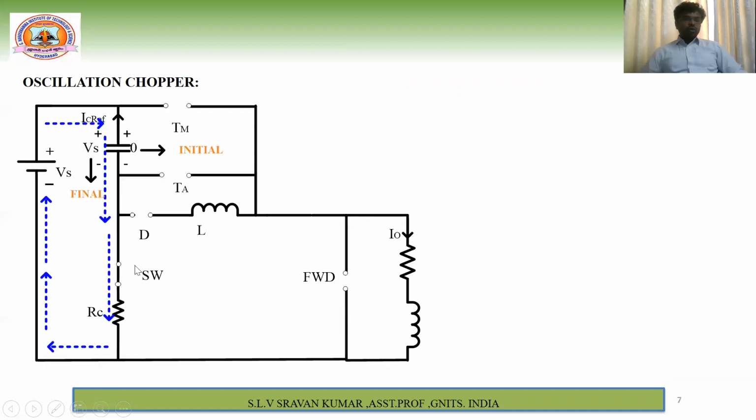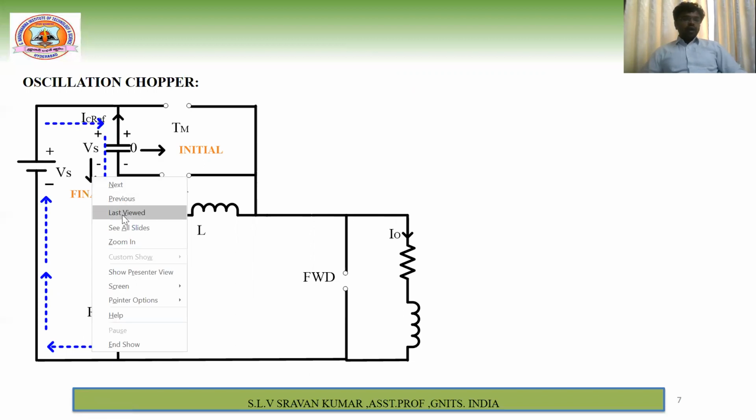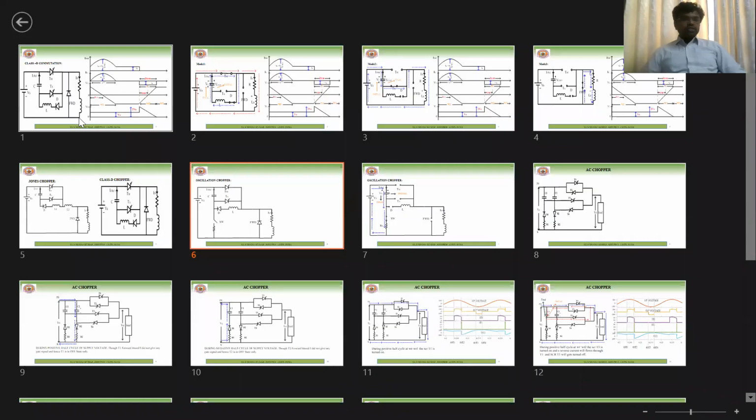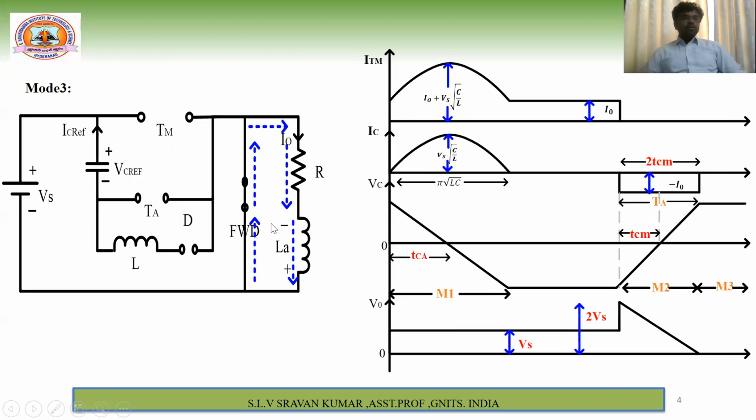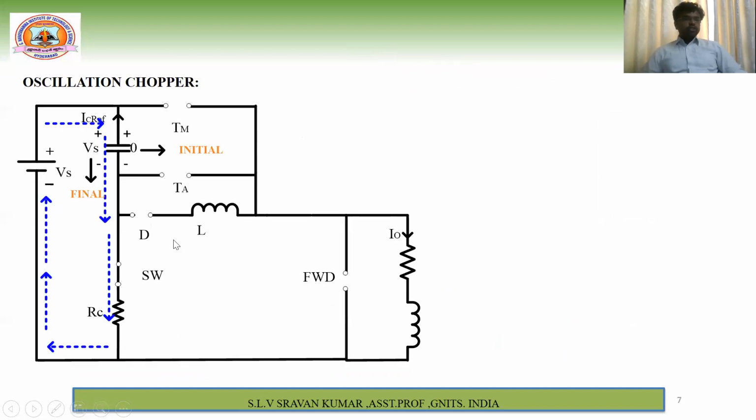So now when the switch is closed, what happens? The current is flowing like this, and initially voltage is 0, and at the end of this mode, the capacitor is charged with a voltage of Vs, right? Then you just start the operation from here, the same operation, mode 1, mode 2, mode 3, everything, right? So this is your oscillation chopper. Just this mode only you can write. Remaining everything remains. Okay. So once it is charged to the Vs, you just go to the class D first mode of operation and you can proceed. Okay.